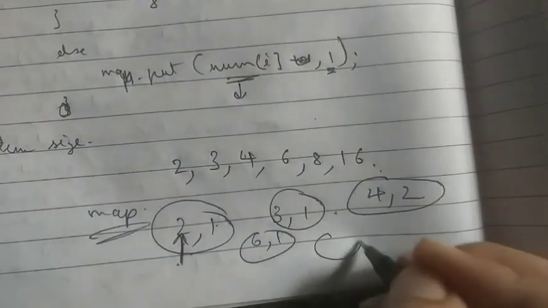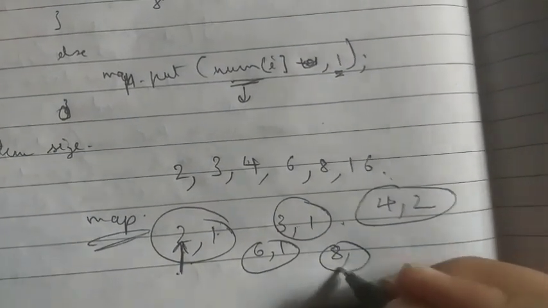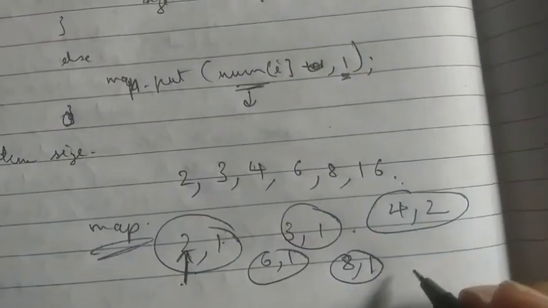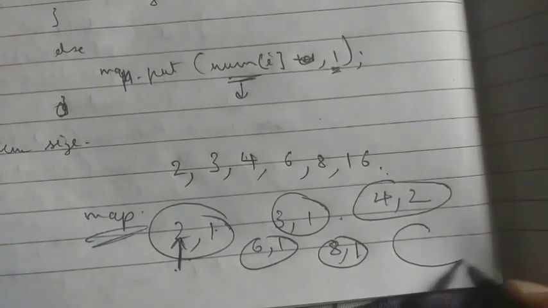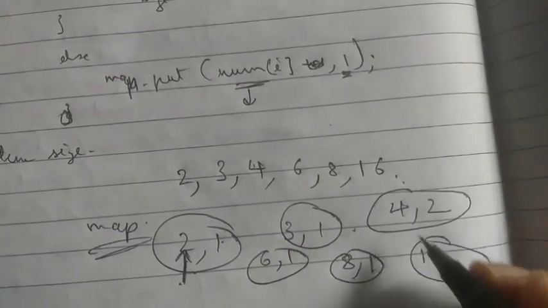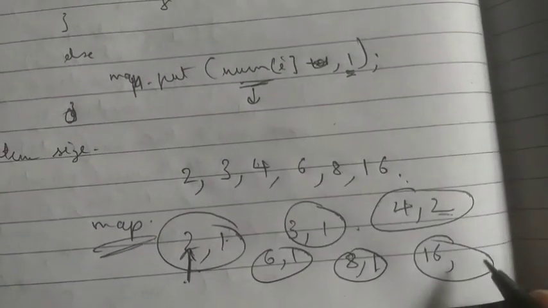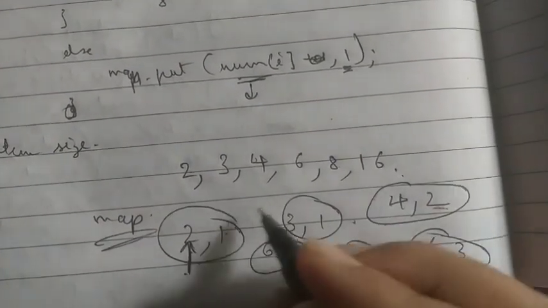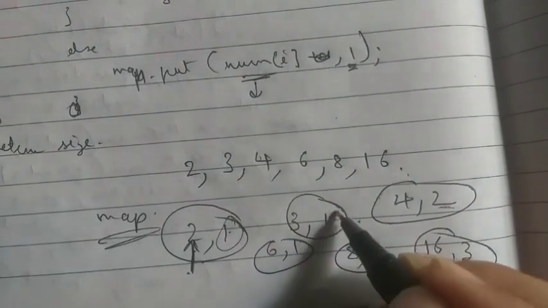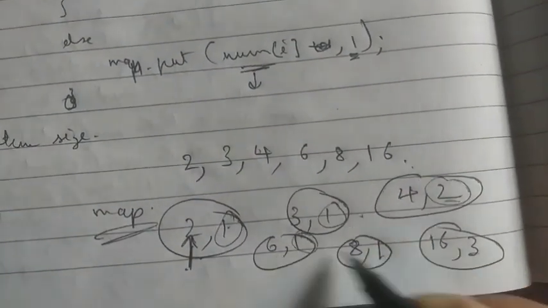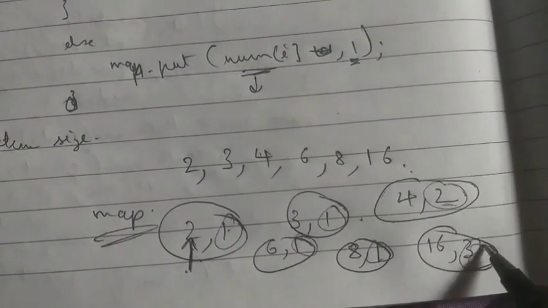For 8, there is no perfect square root, so it's 8 comma 1. For 16, 16 has a perfect square root, that is 4, and the count for 4 over here is 2, so 2 plus 1 is 3. So what is the greatest of this? 1, 1, 2, 1, 1, 3. 3 is the greatest, so we simply print 3.